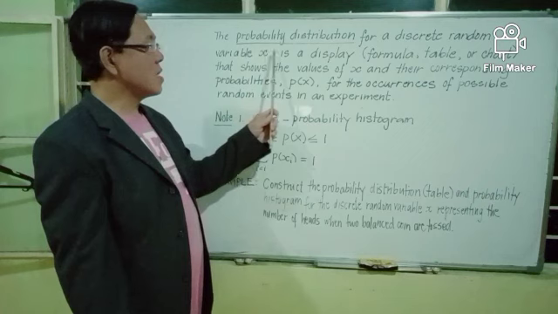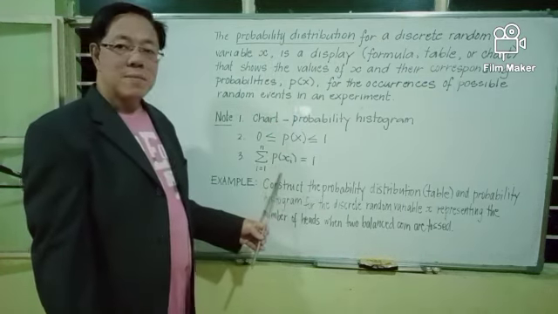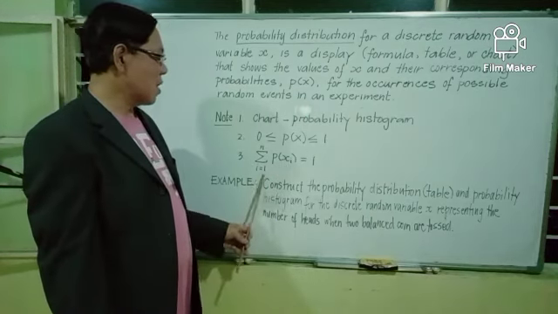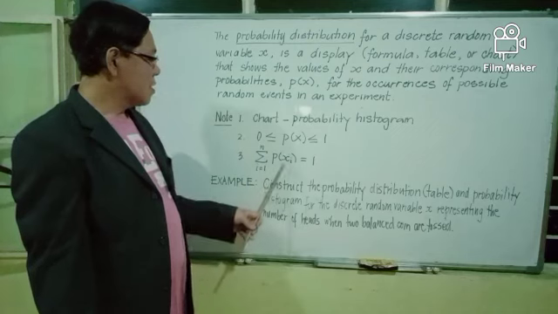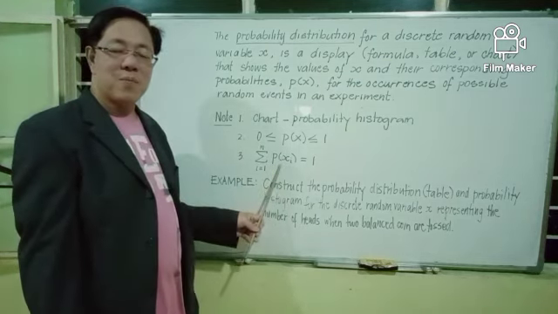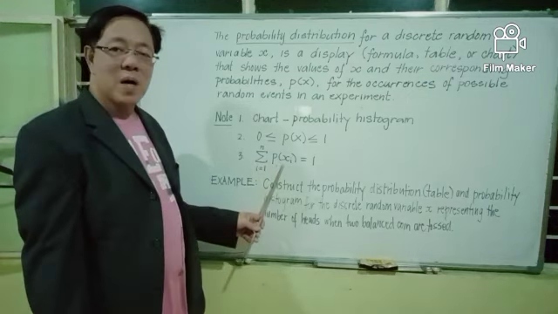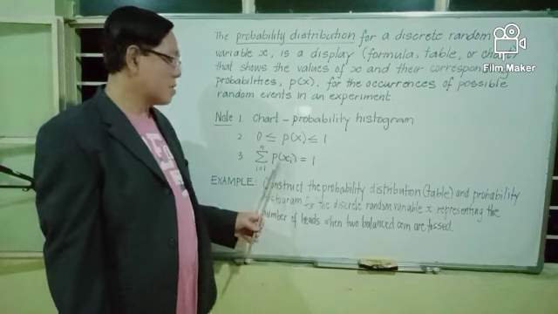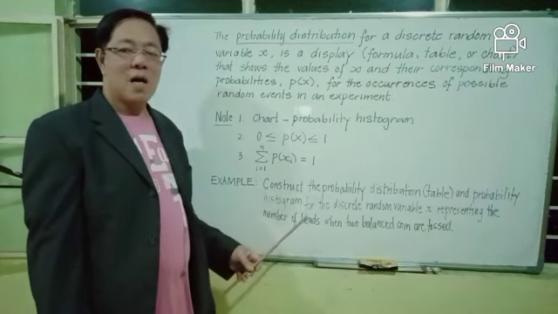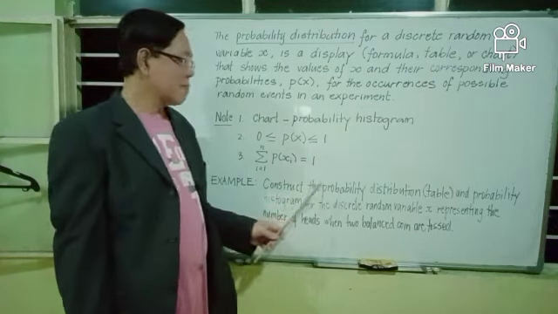In a probability distribution for discrete random variables, the summation of the probabilities p of x sub i, where i is 1 to n, and n is the number of possible values of the discrete random variable x, and for each value of the random variable x there is a corresponding probability p of x. If you add up these probabilities, the sum should be 1.